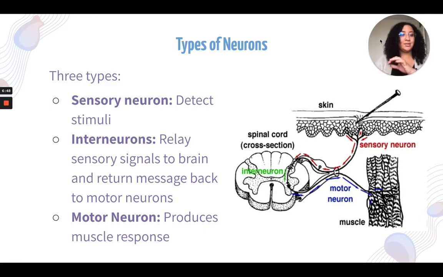Okay, so the sensory neuron is picking up the stimulus. The interneurons are kind of like the messenger, the third messenger, kind of. They're relaying that signal from the brain and back to the motor neurons. And then the motor neurons produce that response. Okay, one more time. The sensory neuron detects the stimulus. The interneuron goes back and relays the message to the brain and then back to the motor neurons, where the motor neurons produce a response.